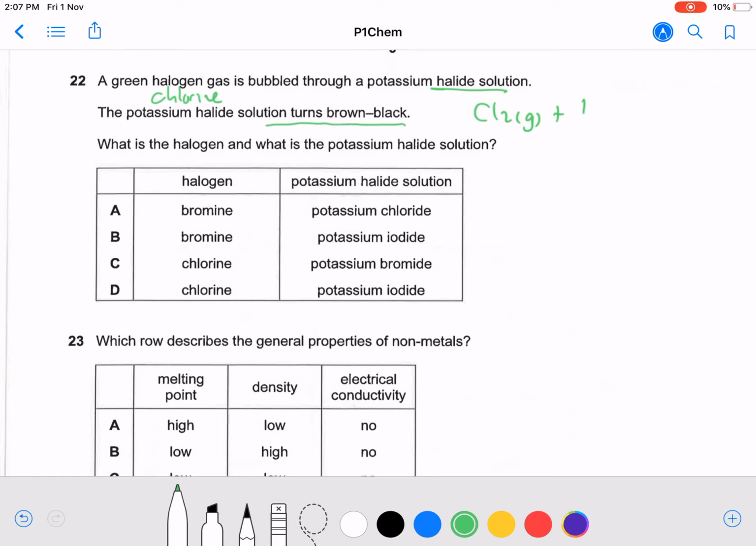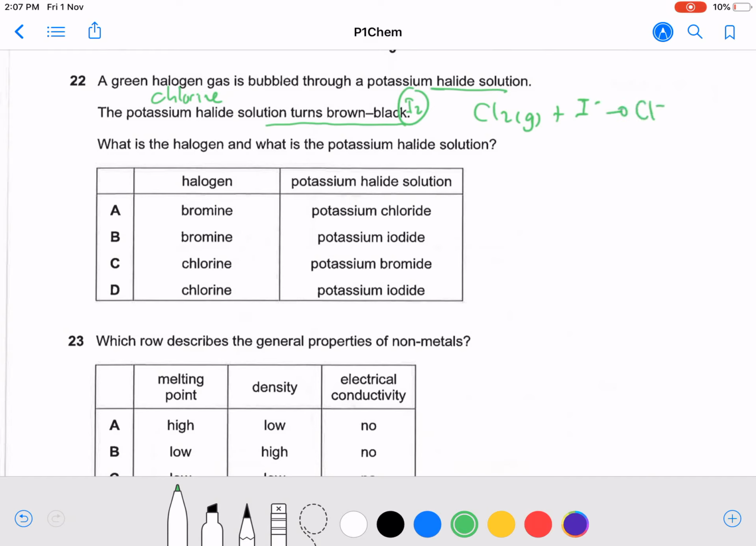So fluorine was yellow, chlorine is green, bromine is orange. The only one that's left is iodine. I know astatine's underneath it, but no one ever mentions astatine. It's like the friend at a party that no one speaks to. So it's brown black, so it must be iodide.